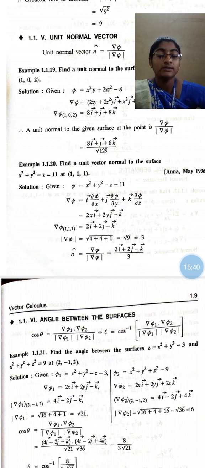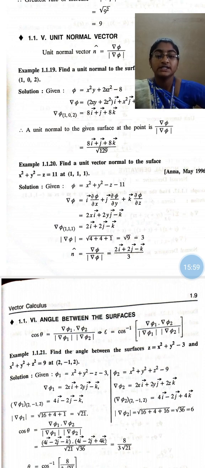Finally we have to find the modulus of del pi, that is the square root of 2 square plus 2 square plus 1 square, that is root 4 plus 4 plus 1, which is root 9. 9 can be written as 3 square. Square and square root cancel out each other, so the value of the denominator is 3.